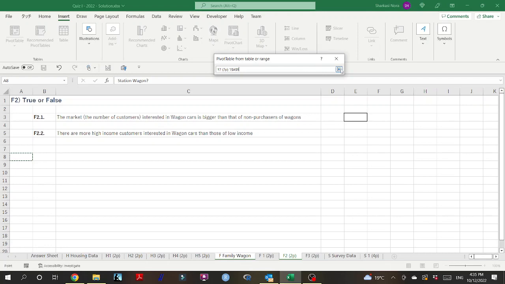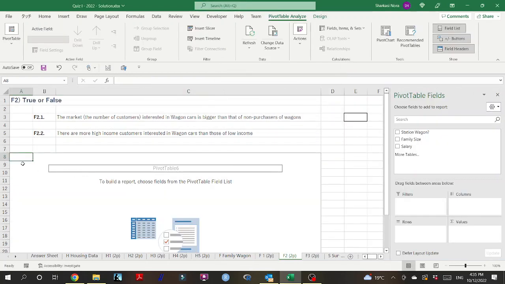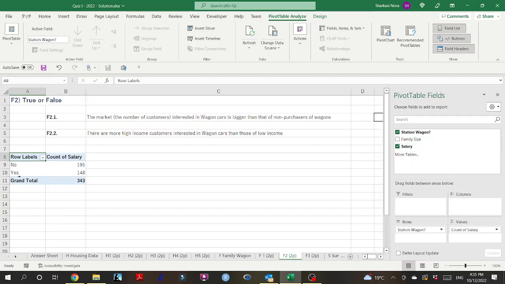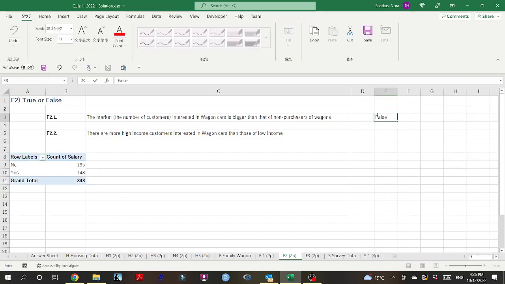So over here, all right, let's start. The market, or the number of customers interested in wagon cars, yes and no, is bigger than that of non-purchasers of wagons. Well, what is the number here? It is the count. So those interested in buying a wagon, 148, is this larger than those who are not interested? So this is false, definitely, right? Because 148 is smaller.